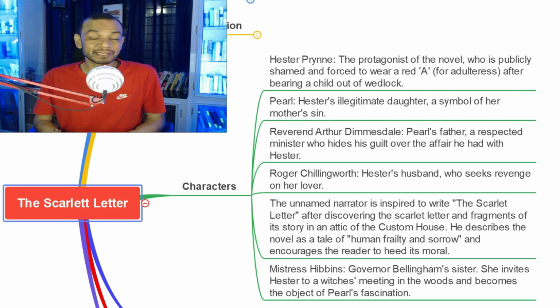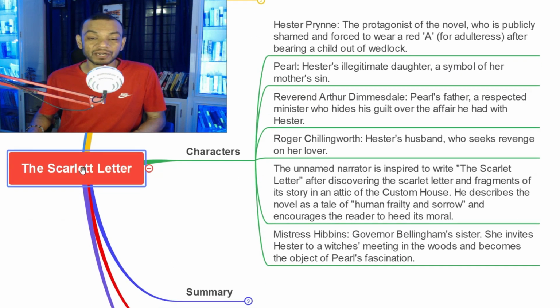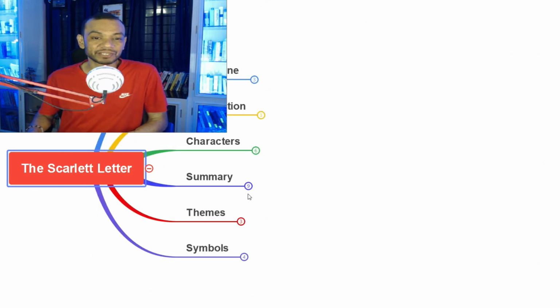And there is an unnamed narrator who is inspired to write The Scarlet Letter after discovering the scarlet letter and fragments of the story in the attic of the custom house. He describes the novel as a tale of human frailty and sorrow. And there is a minor character, Mistress Hibbins. She is Governor Bellingham's sister. She invites Hester to a witches' meeting in the woods and becomes the object of her fascination. Remember, she is later burnt at the stake for being a witch.